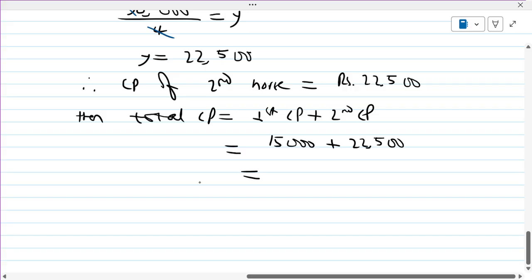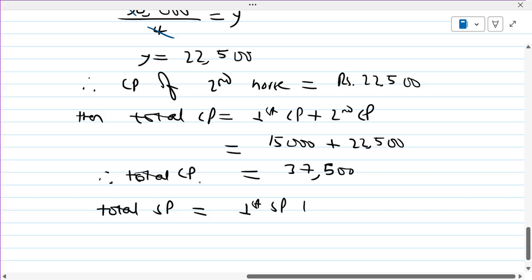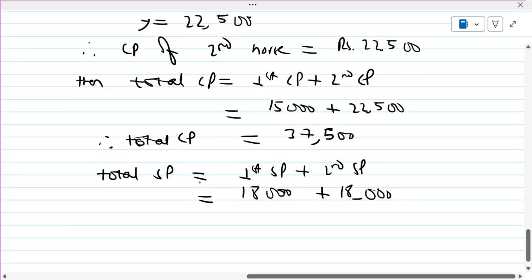So let's get added, 500 same, 22 and 15, 37. So it's 37,500 as the total CP. Therefore, total cost price is equal to 37,500, and we have to find the total selling price also to check, is it? So total SP is first SP plus second SP, and both horses were sold for 18,000 each. So first SP 18,000 and the second SP also 18,000, and we get them added, so we get 36,000, is it?